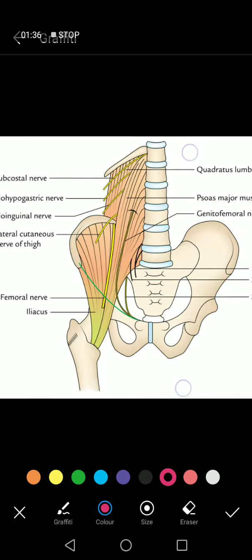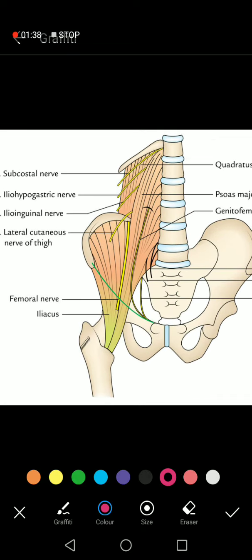So the first one that you see, the iliohypogastric, is emerging from the lateral part of the psoas, between the posterior part of the psoas and the quadratus lumborum muscle, and it supplies the anterolateral muscles of the abdomen. And the ilioinguinal has the same course as the iliohypogastric, but it is at a slightly lower level.